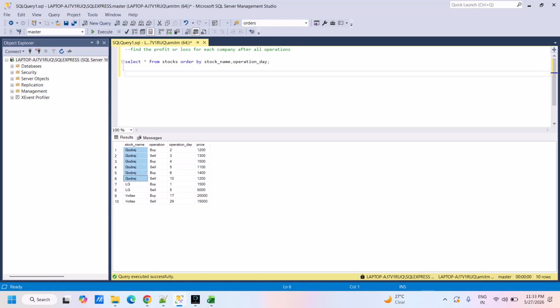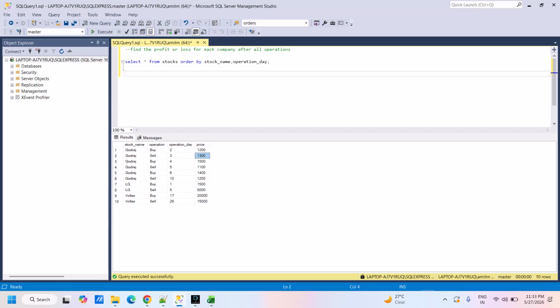For example, we have this company Godrej, and then we have the operations that are performed on this company and the price at which a particular operation was performed. If we see this first record, Godrej, the operation is buy and the price is 1200. That means we spent rupees 1200 to buy this stock. And then similarly Godrej sell, and we sold at 1300.